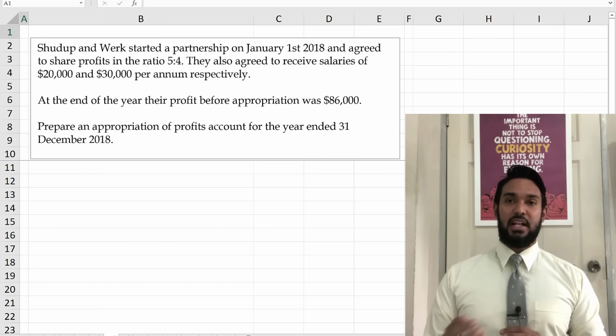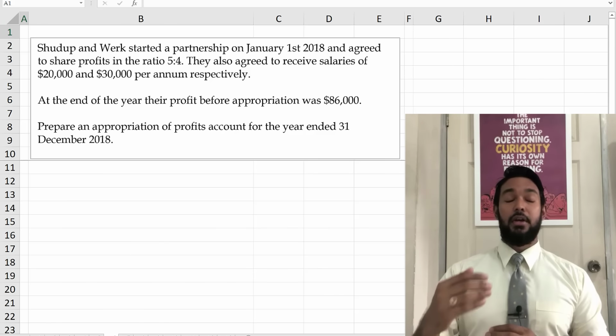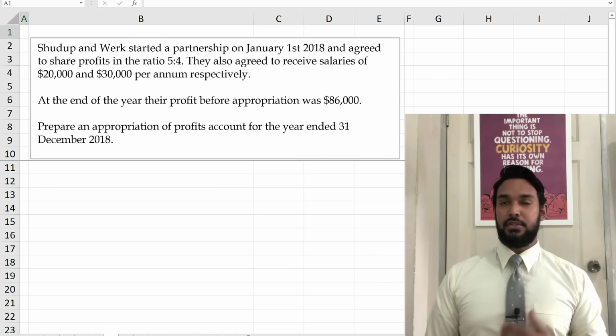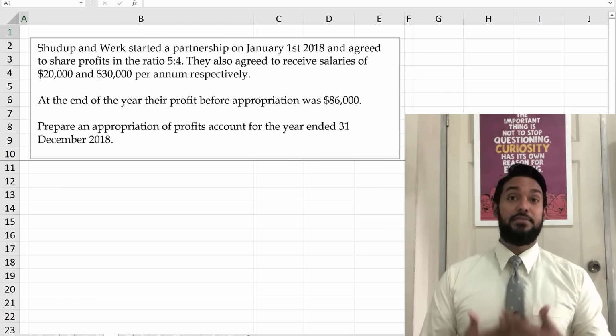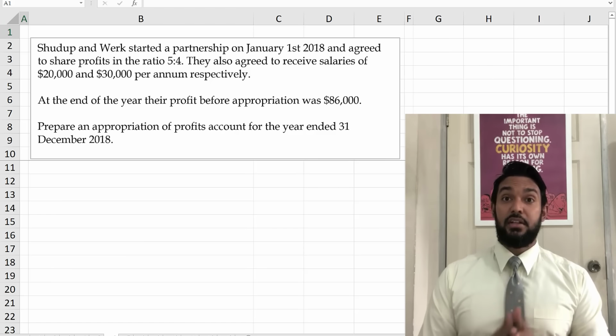Partners may choose to take salaries in addition to their share of profit, because they may take an active part in the running of the business and feel that they need to be compensated for that. Okay, so let's take a look at the question.